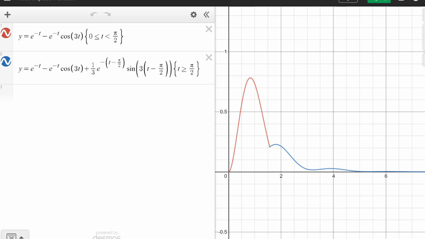And so notice that I have a behavior change in what the solution is doing after that impulse function hits at t equals pi over 2. All right, so try some homework like this.